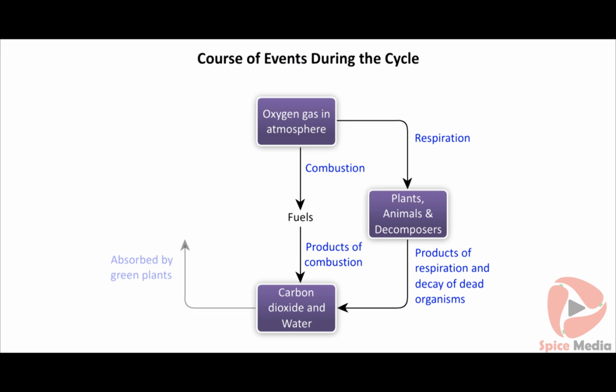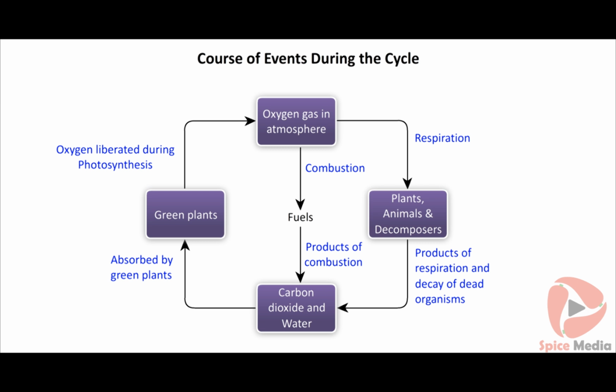Carbon dioxide is utilized by green plants to prepare carbohydrates during photosynthesis, and oxygen is liberated as a byproduct. Thus, oxygen used in one form is released back to the atmosphere in many other forms, which helps to maintain its percent in nature, thus forming the oxygen cycle.